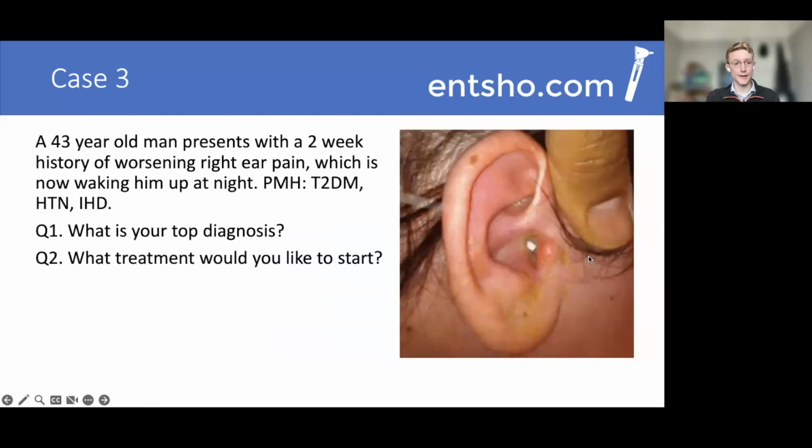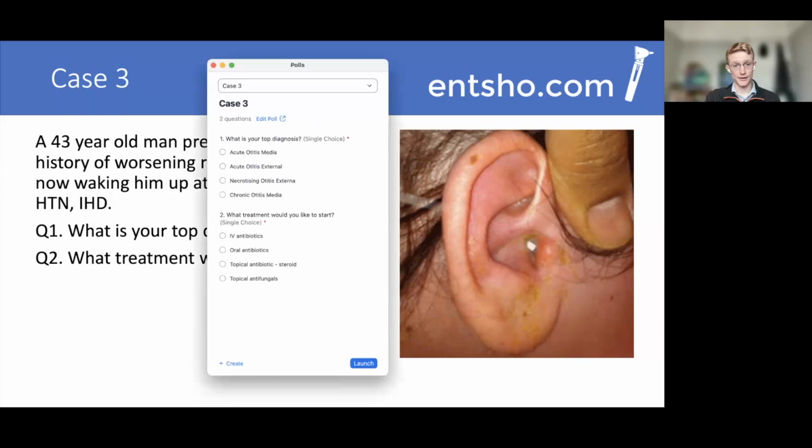So then moving on to case 3. This is a 43-year-old man who presents with a 2-week history of worsening right ear pain, which is now waking him up at night. He's got a past medical history of type 2 diabetes, hypertension, and ischemic heart disease. So what's your top diagnosis and what treatment would you like to start? And these are your polling options. And again, I'll give you 5 seconds to pause it if you want more time.